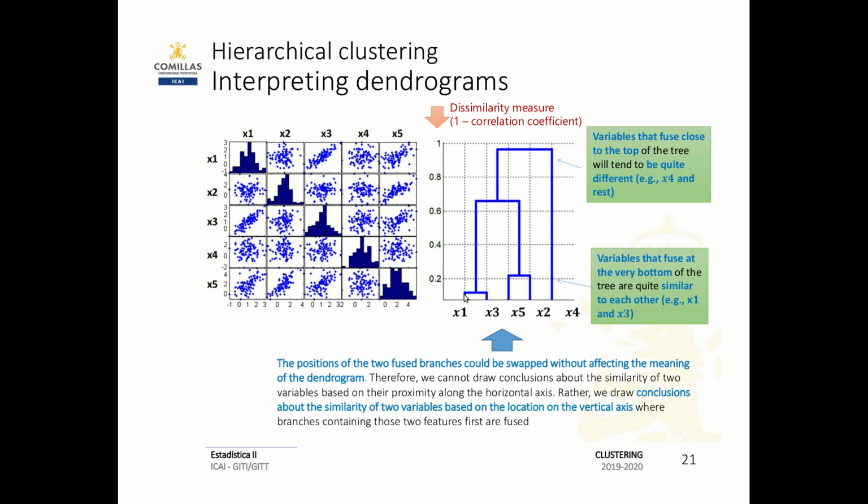So we merge them, and we will see at which height we merge them. But we merge them soon, and then the same happens with x2, x5. So they merge later because they are more dissimilar from each other. And then these two groups are merged together at a level of around 0.7, and then x4 is merged at the end. So x4 is the most dissimilar of all of them, and then it comes much later.